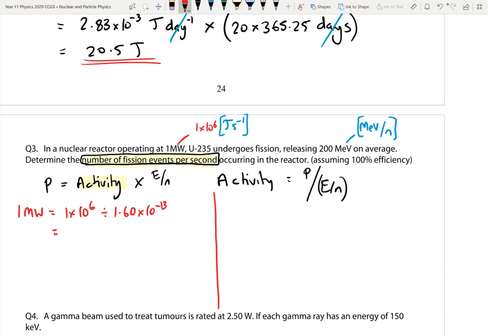I don't think I've done it this way in the previous one. So let me just do this now. 1 times 10 to the power of 6 divided by a really small number is going to give a really big number. That should make sense because an MeV is a tiny unit of energy. 6.25 times 10 to the 18. Yes, that many MeV per second.